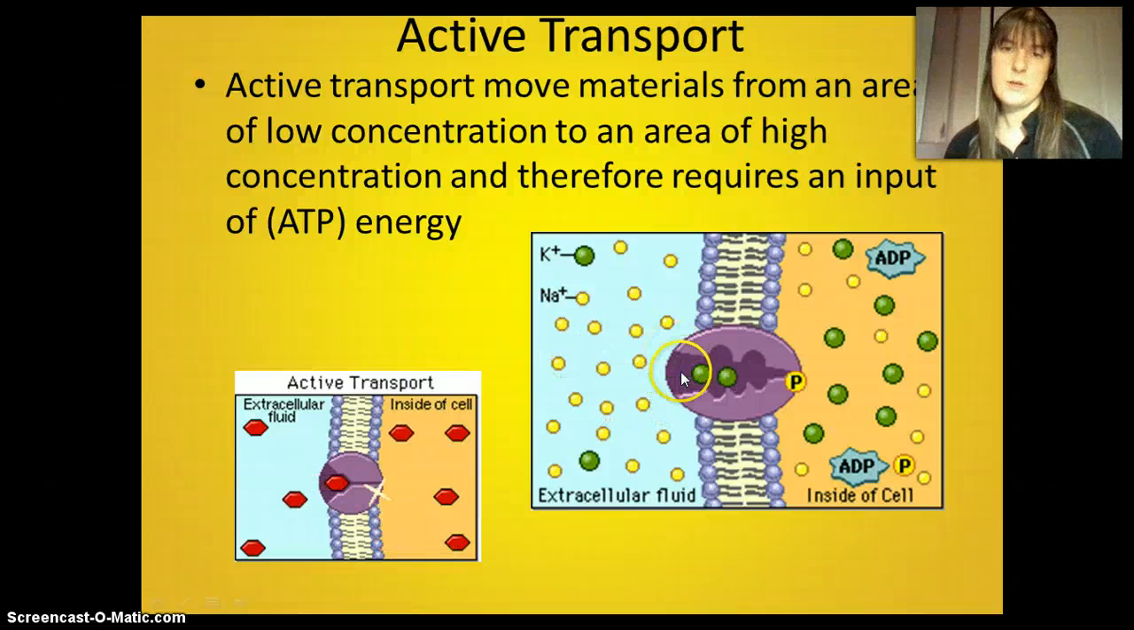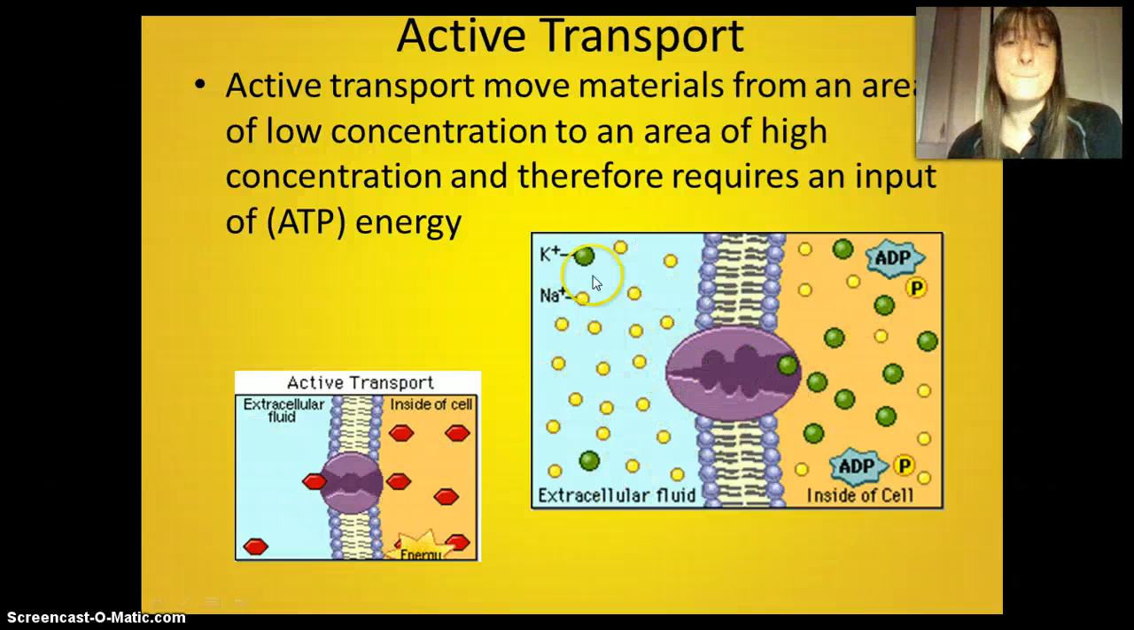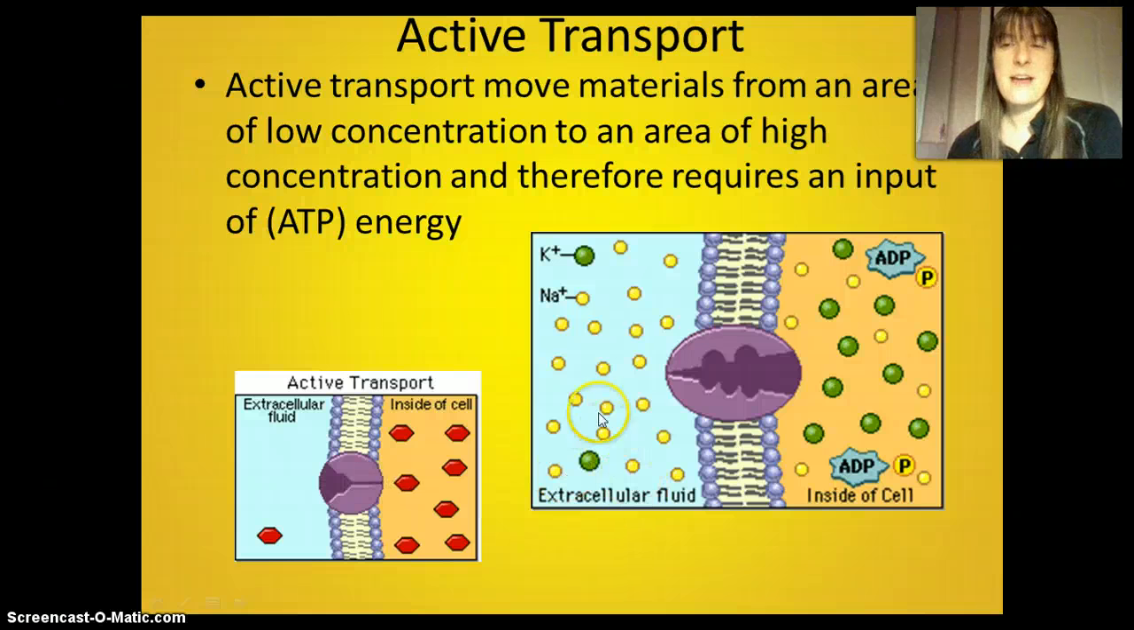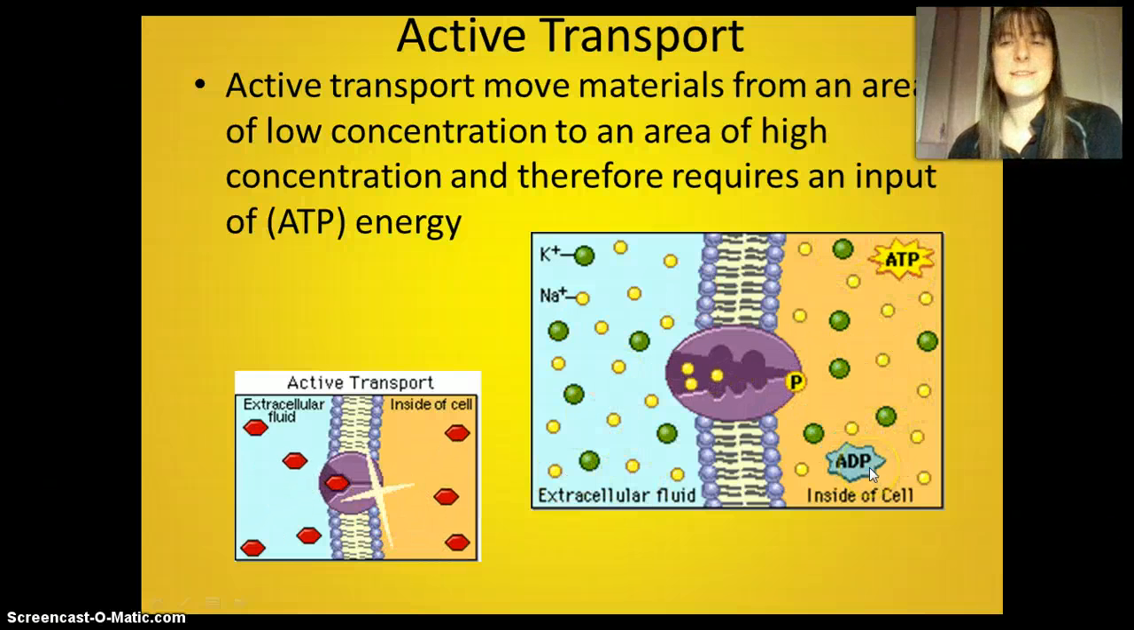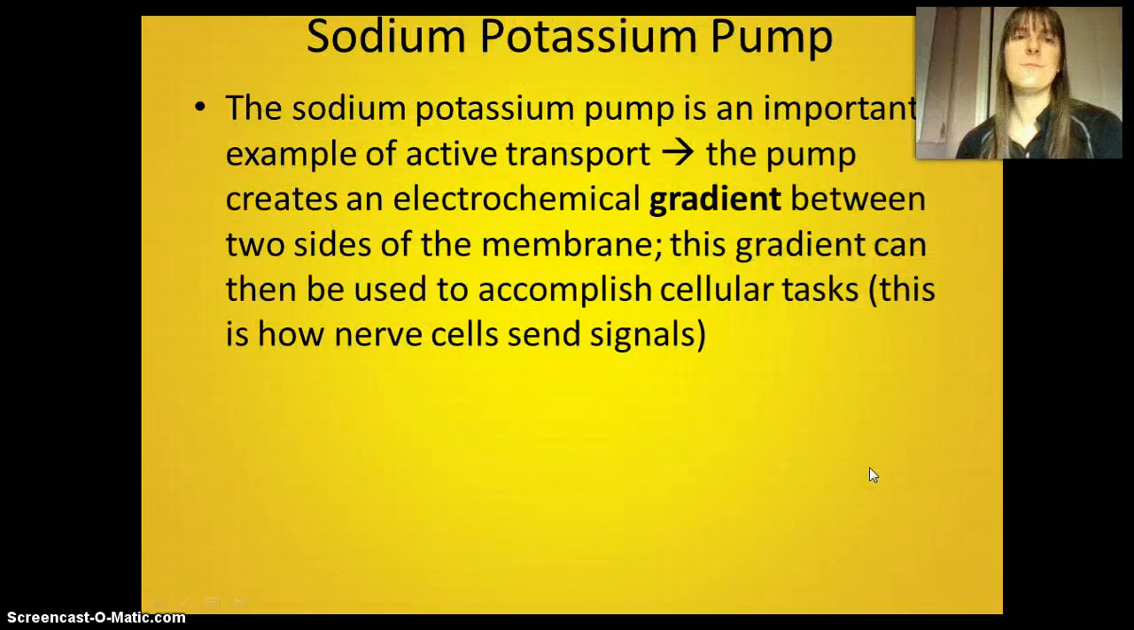They both have a +1 charge, and so we're going to end up with a more positive charge on the outside versus the inside, and so we get a little bit of a negative charge inside the cell. This is important for this reason. The pump creates this electrochemical gradient between the 2 sides of the membrane, and then you can use that gradient to accomplish cellular tasks. Specifically, this is how your nerve cells send signals.